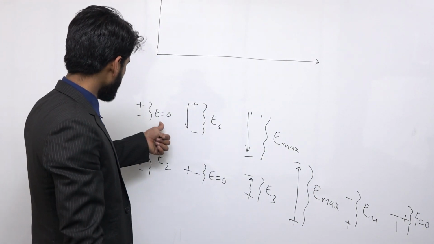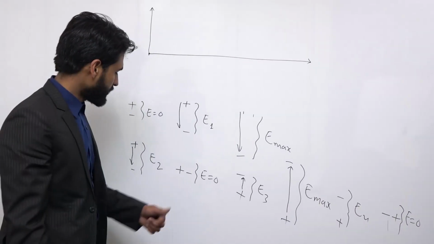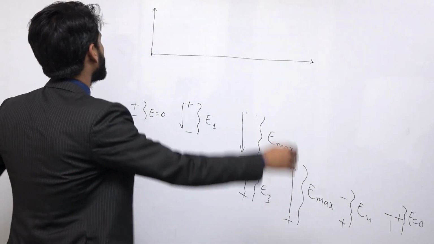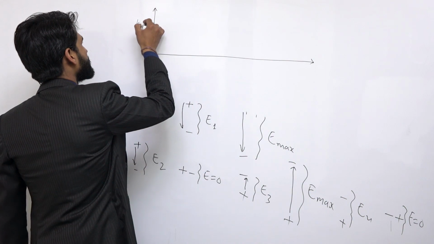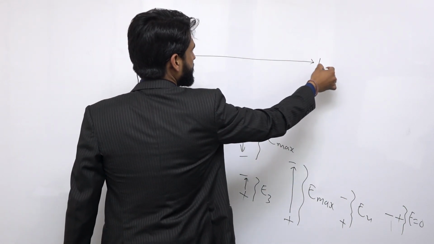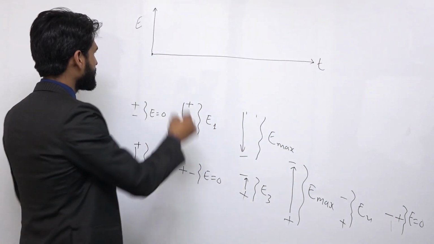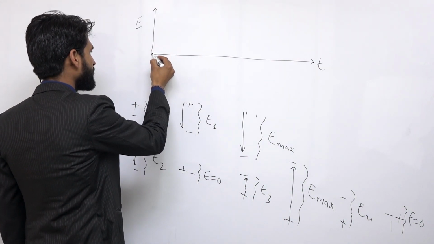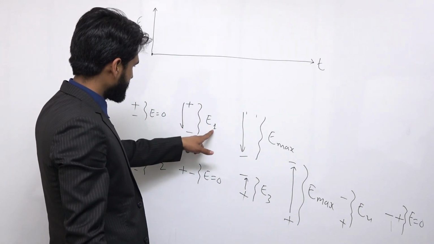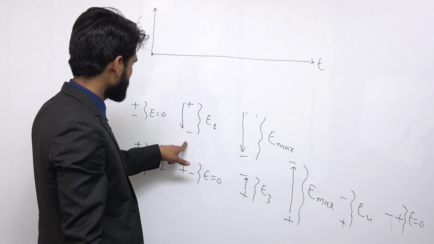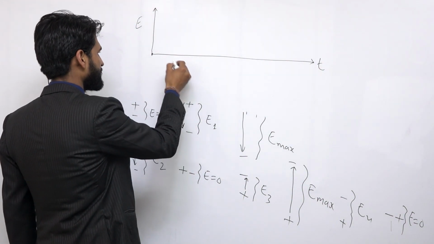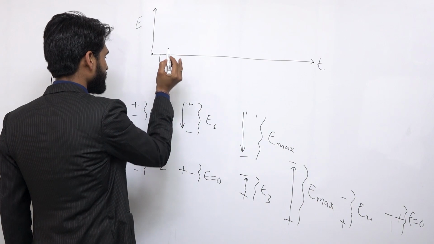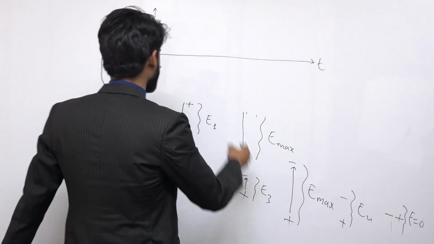At some point the value is 0. So let's say this is the electric field on the y-axis, and time we take here. At point 0, at the beginning of time, the electric field is 0. With the passage of time, the electric field is directed downwards, so let's say it's directed downwards at some time. From here it's E1 over here, and after some time it reaches maximum.